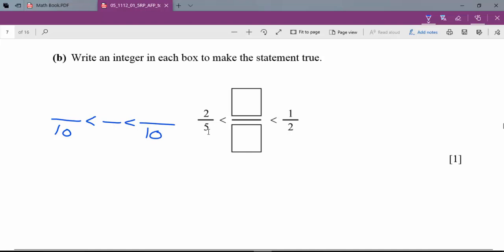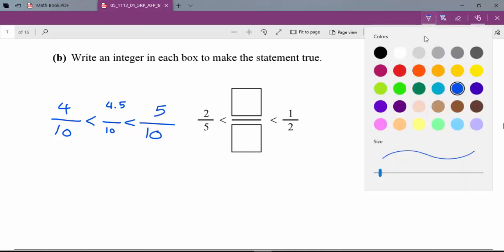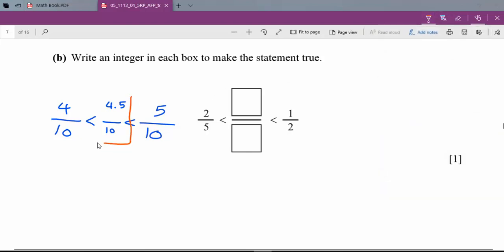How 5 becomes 10 if we multiply them by 2? So it will be 4. How 2 becomes 10 if we multiply it by 5? Now it looks easier. We need a number between 4 and 5. A number between 4 and 5 is 4.5. 4.5 over 10. But it's not okay if you have decimal with fraction, because the question says write integer.